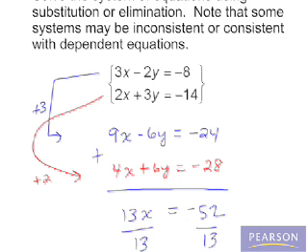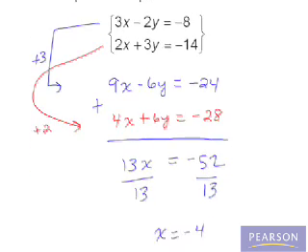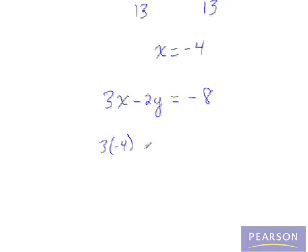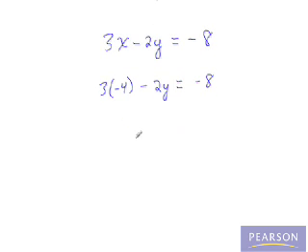Choose the top equation. So recopying the top equation, we have 3x minus 2y equals negative 8. And we're going to go ahead and substitute negative 4 into the x in this equation, giving us 3 times negative 4 minus 2y equals negative 8. 3 times negative 4 is negative 12. Then we have negative 2y equals negative 8.